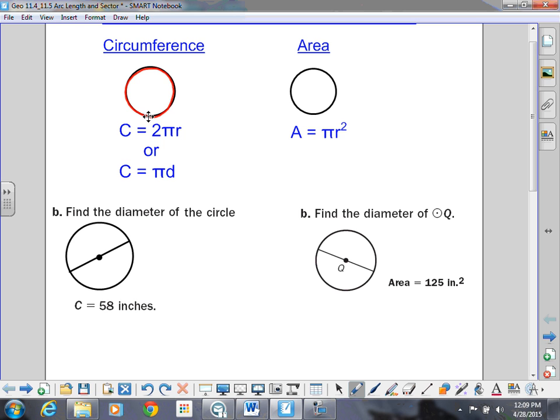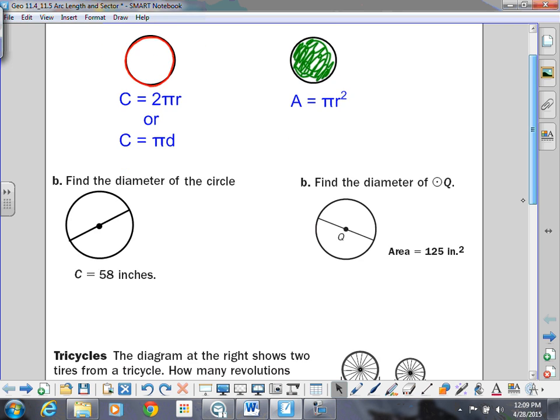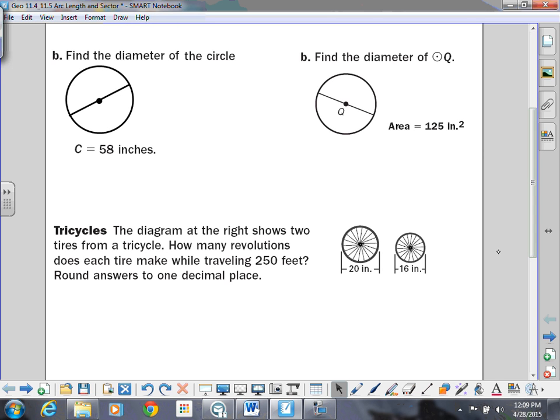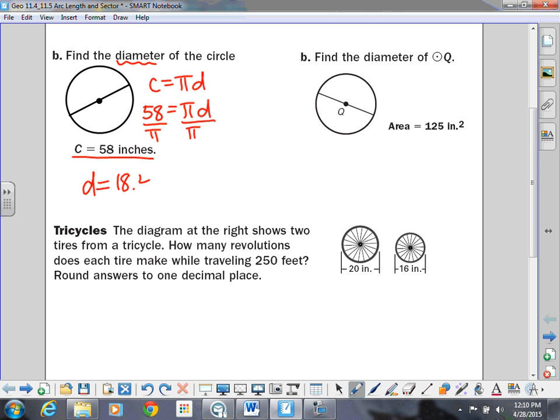For area, area is the amount of space inside the circle, so that's given by pi r squared. So that should look familiar to you all. All right, so now we're going to use that to find the diameter of this first circle. Notice that they gave us C, which is the circumference. So since I'm trying to find diameter, I'm going to use the circumference formula that has diameter in it. Now I'm just going to fill in 58 for C, and I'm going to solve for d by dividing both sides by pi. So if I do that, I get my diameter is 18.46.